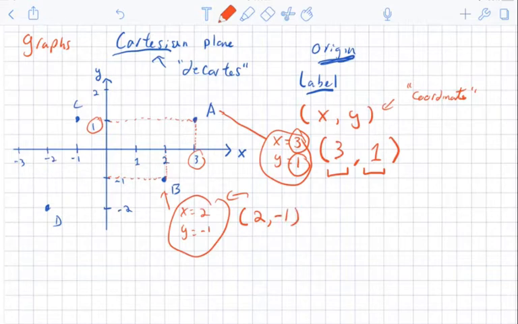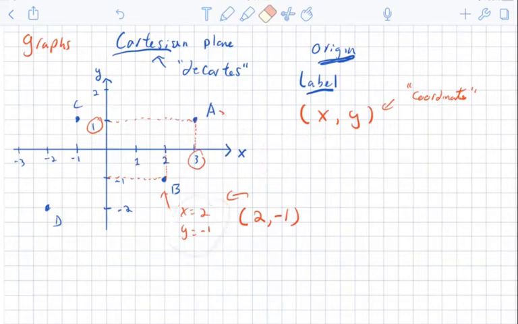So let me clear some stuff up here. I'm going to make this easier to read, and we're going to do some exercises.